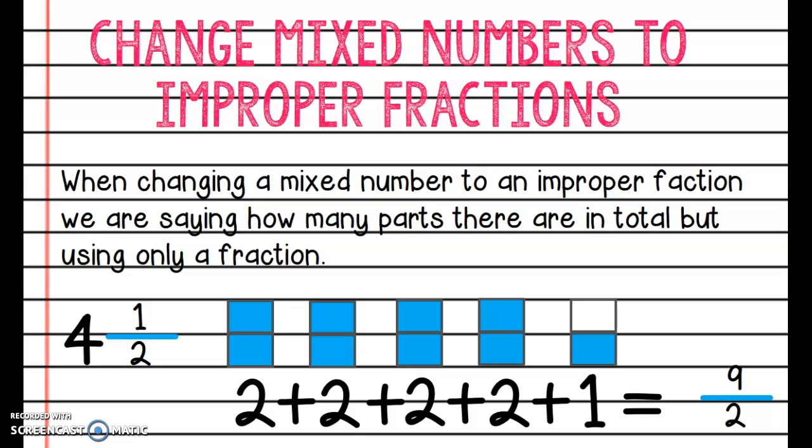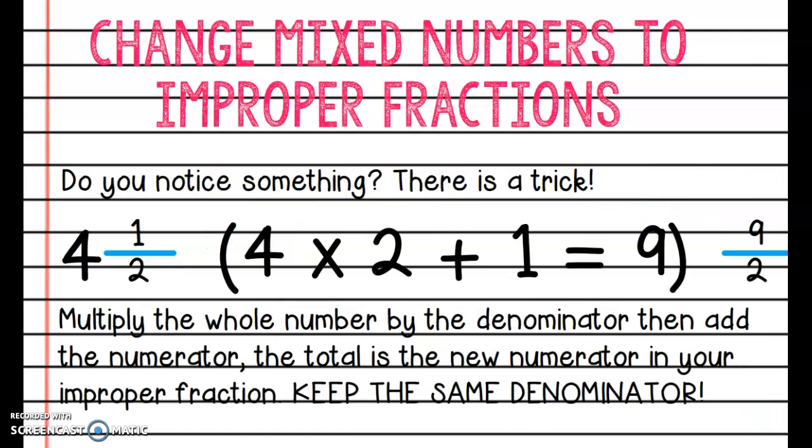So those are all the wholes, W-H-O-L-E, that make up the 4, the whole in the mixed number. And then we have the fraction part, the 1/2. Only 1 part is shaded in that last figure. So if we add up 2 plus 2 plus 2 plus 2 plus 1, we get a 9. That 9 goes in the numerator and the denominator stays the same.